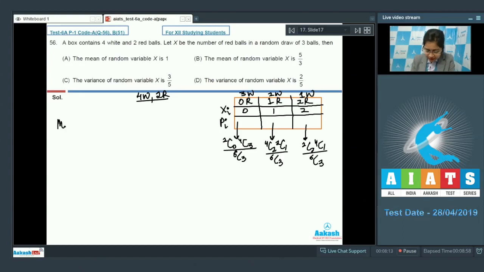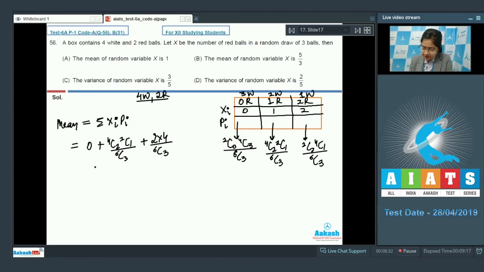Now we have to find the value of the mean, that is equal to summation xi into pi, that is equal to 0 plus 1 into 4C2 into 2C1 upon 6C3 plus 2 into 2C2, that is 1, into 4 upon 6C3. So that is equal to 4C2 is 6, that is 6 into 2, that is 12 plus 8, that is 20 upon 6C3, that is also 20. So mean is equal to 1. So option number A is correct.